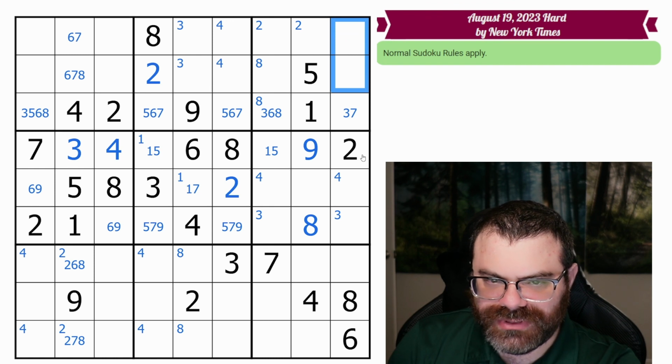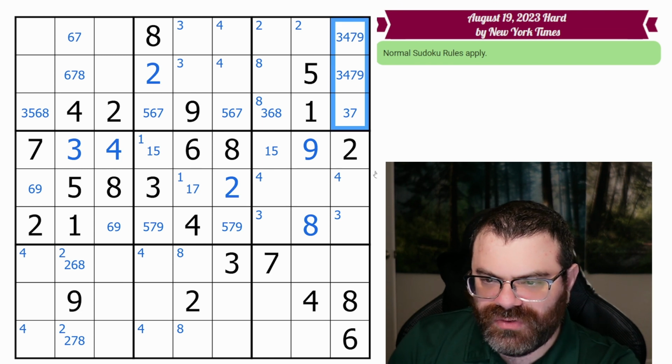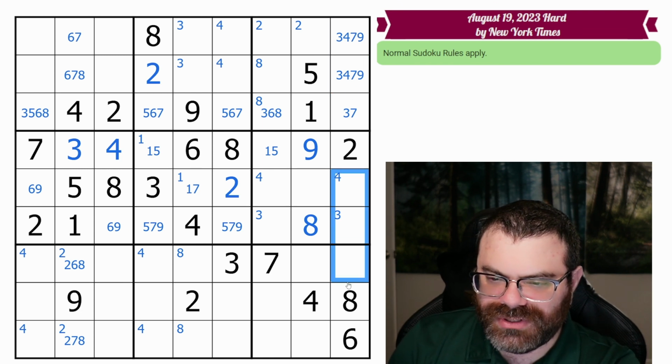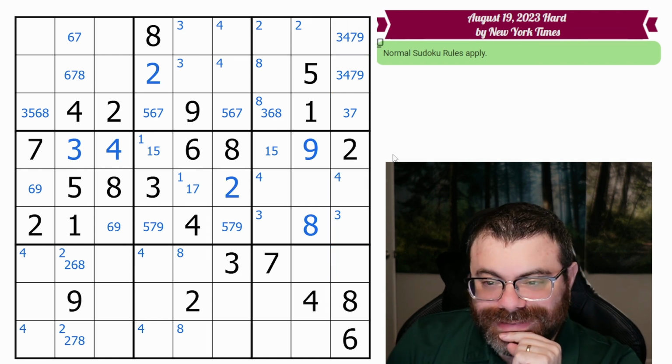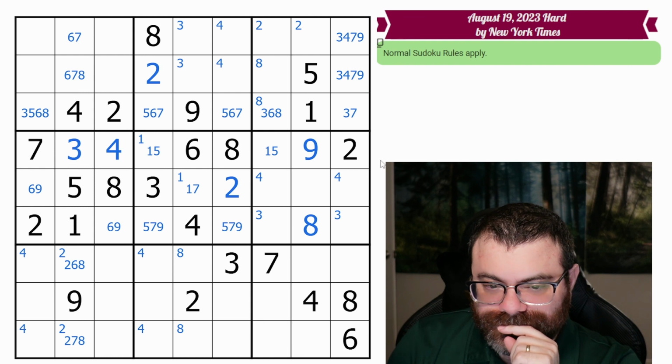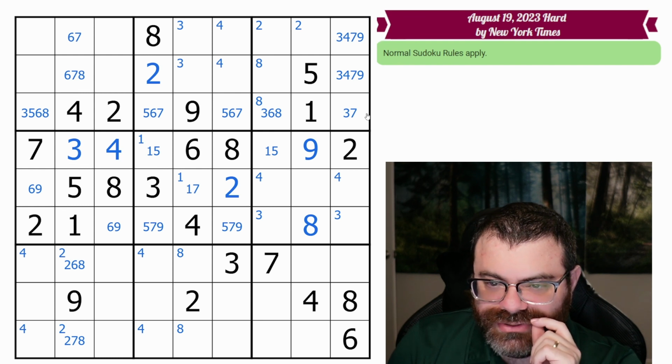So they're not 1, 2. They could be 3, 4. They're not 5, 6. They could be 7 and 9. So it's like almost a triple. It's the same thing. We have almost a pair here, so we have almost a triple here. But I don't think I can do anything with that right now.